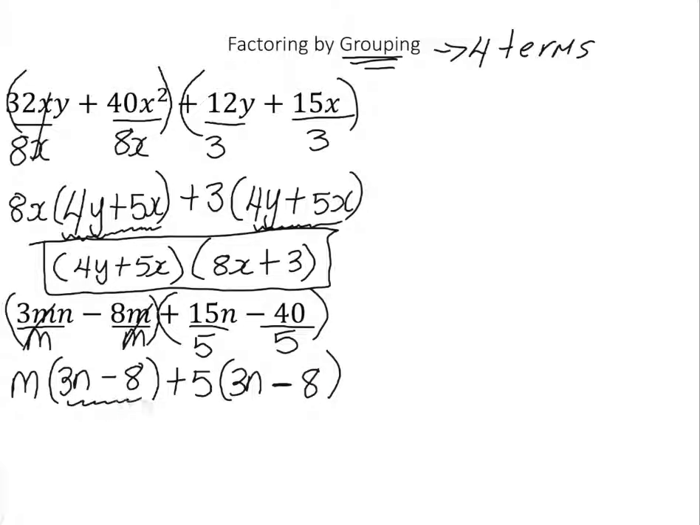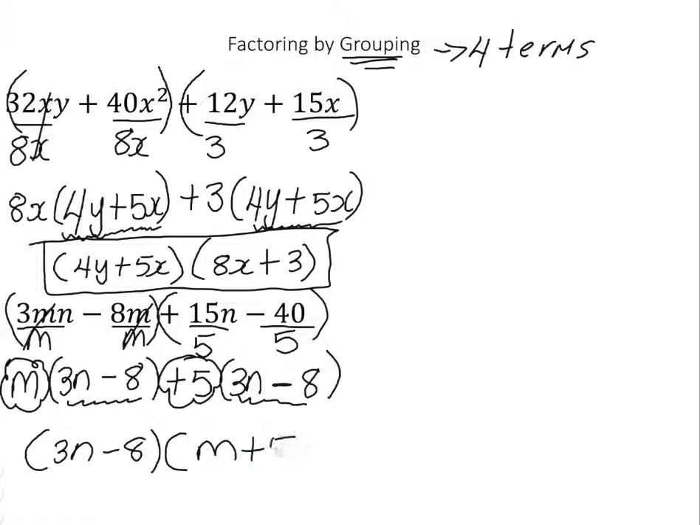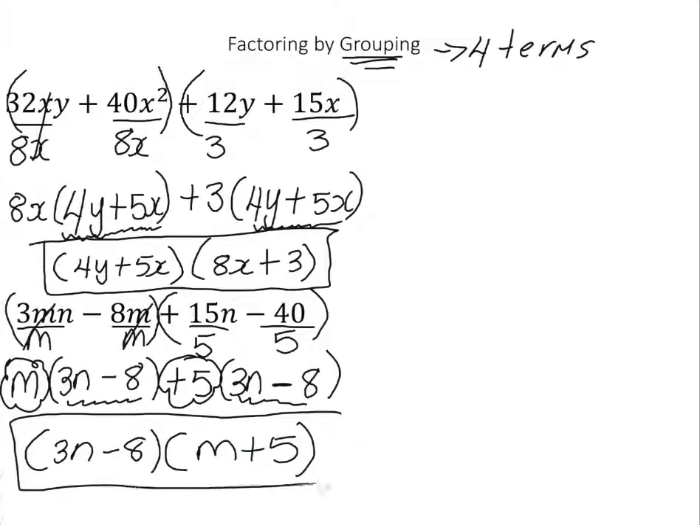Notice these bubbles are identical. So guess what? Take a bubble, 3n minus 8. And then I'm just going to group together this m with this positive 5 in a bubble, m plus 5. And that's your answer. Nothing too difficult with factoring by grouping.